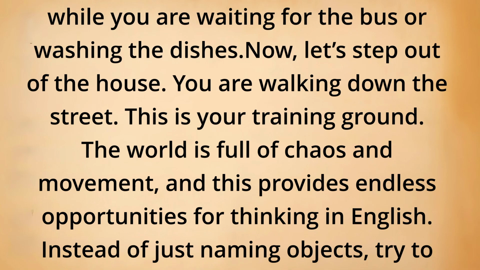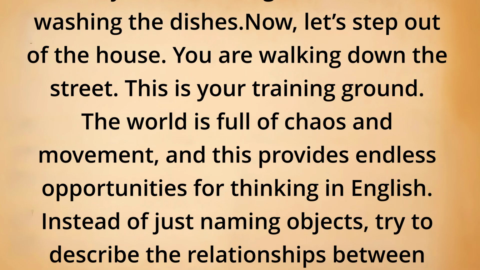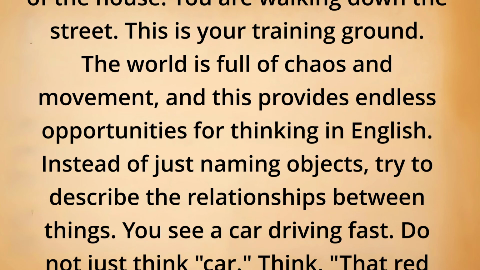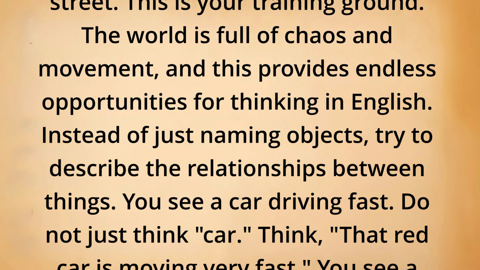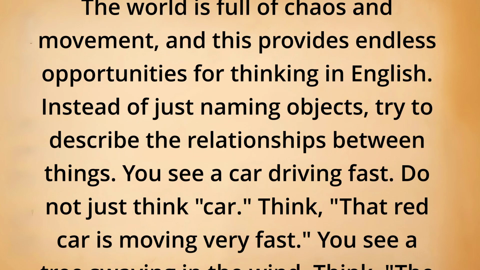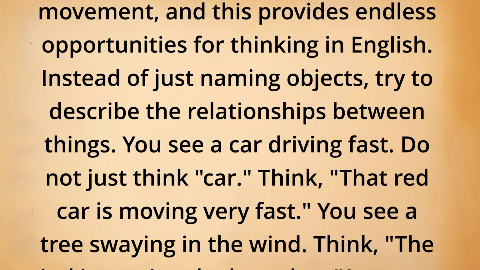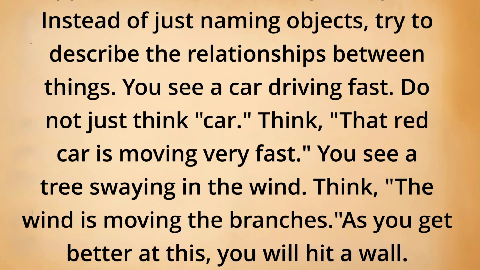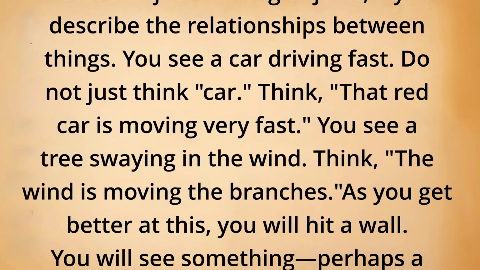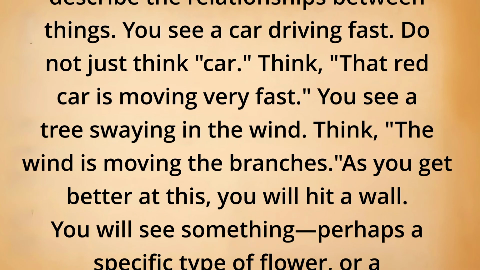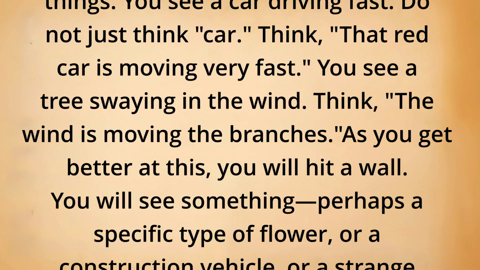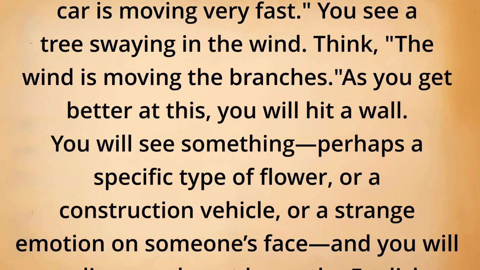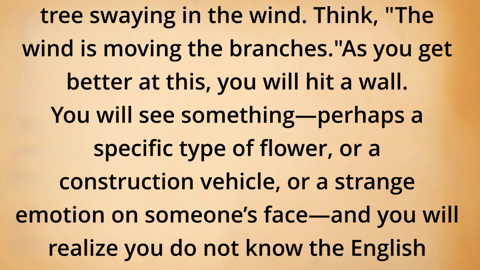Now, let's step out of the house. You're walking down the street. This is your training ground. The world is full of chaos and movement, and this provides endless opportunities for thinking in English. Instead of just naming objects, try to describe the relationships between things. You see a car driving fast. Do not just think, car. Think, that red car is moving very fast. You see a tree swaying in the wind. Think, the wind is moving the branches.